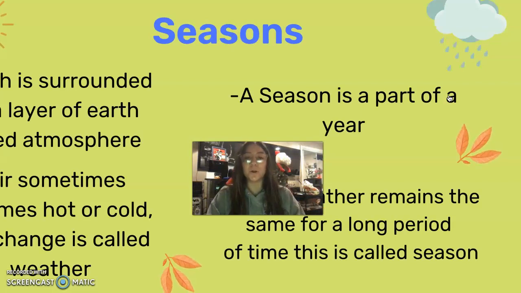So what are seasons? Earth is surrounded by a layer of air called the atmosphere. Sometimes air becomes too hot or cold, and this is called weather. A season is a part of a year. This is when weather remains the same for a long period of time, which is called seasons.